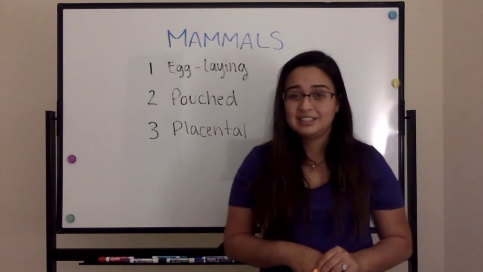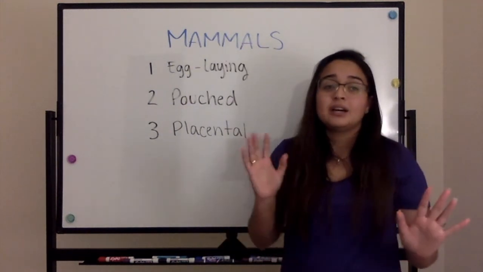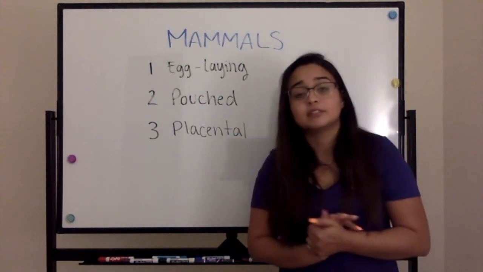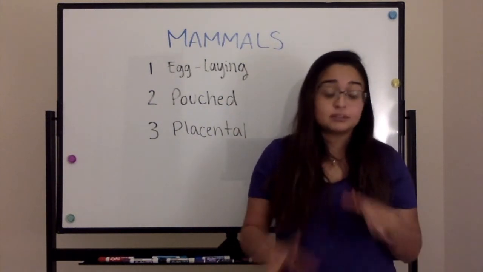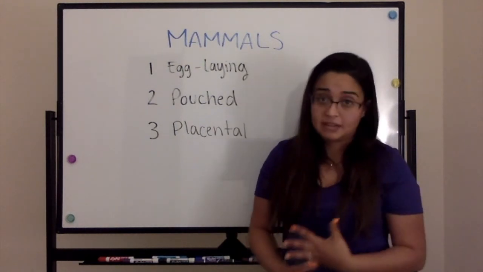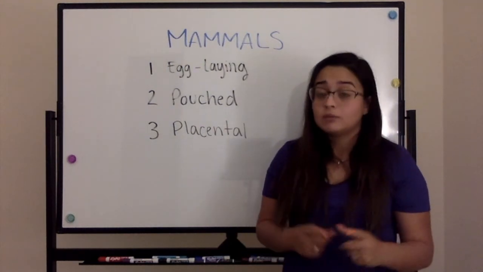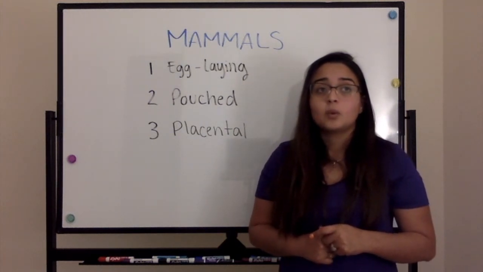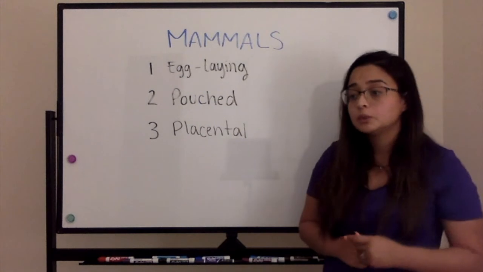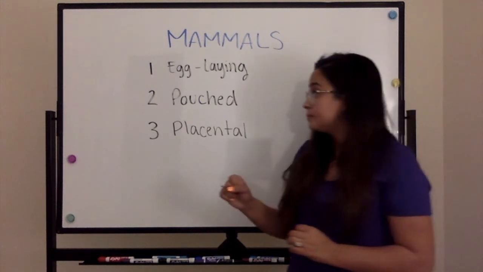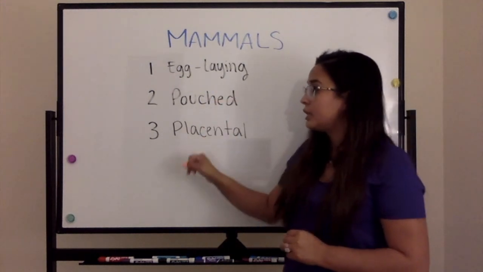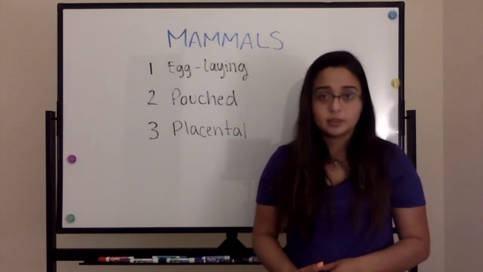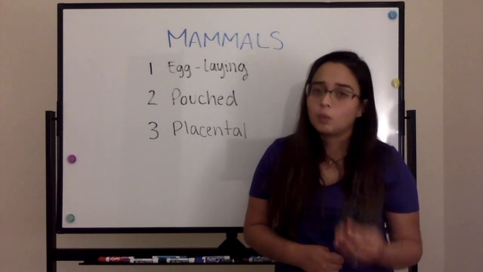Okay, now that we've gone over that, that pretty much covers the different types of reproduction that mammals have. So what I want you guys to do today is I want you to tell me, out of these three, which one do you think is most interesting or bizarre to you? And I need you to explain why.